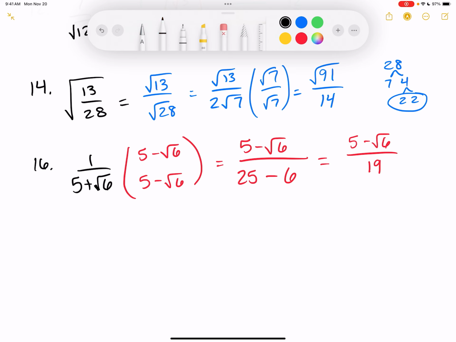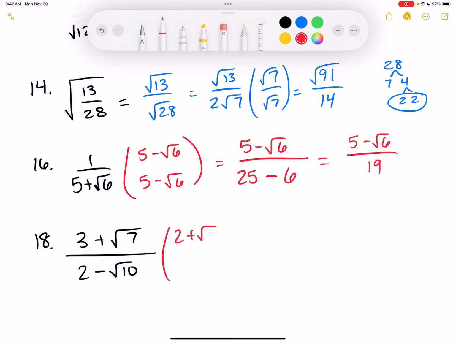Now, get a little harder. 18. 3 plus the square root of 7 over 2 minus the square root of 10. So anytime we have the square root on the bottom, we still always want to check and see if something can come out first before we do it. Can anything come out of either the square root of 7 or the square root of 10? No. So I've got 2 minus the square root of 10, so I need to multiply by the conjugate, which is going to be 2 plus the square root of 10, so it's always got to be the opposite sign. So 2 plus the square root of 10 over 2 plus the square root of 10.